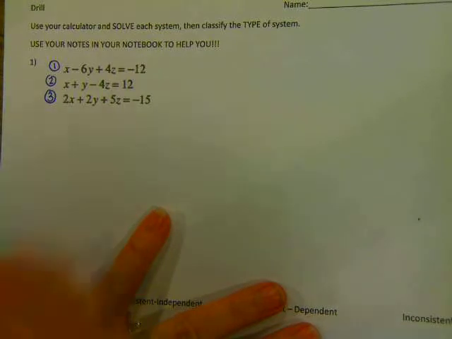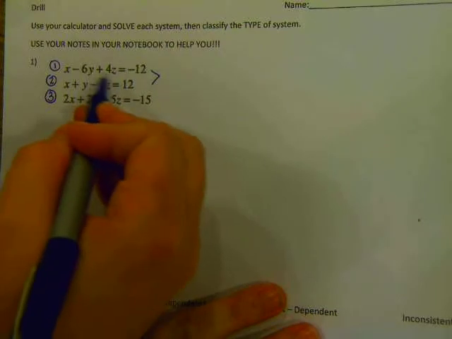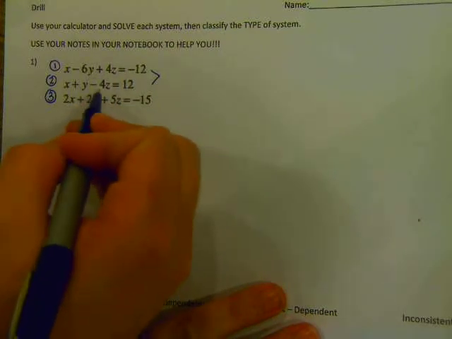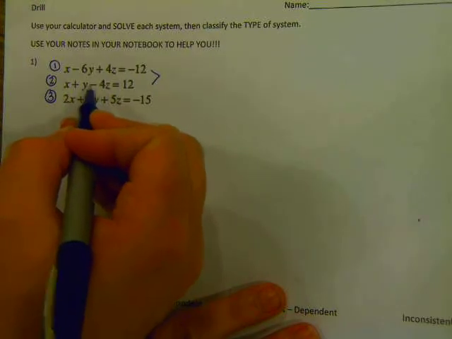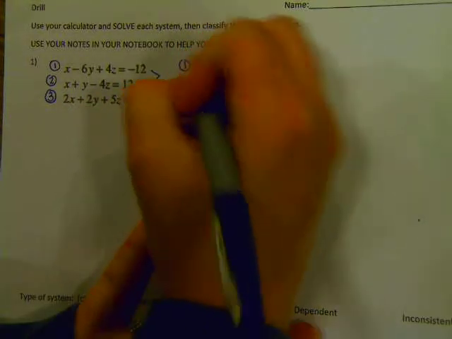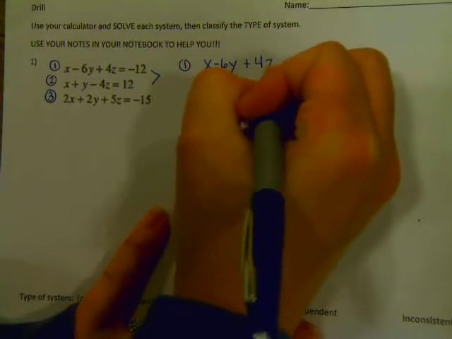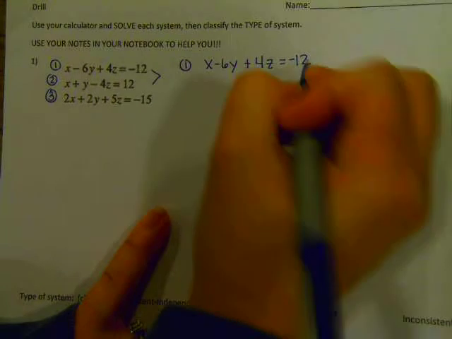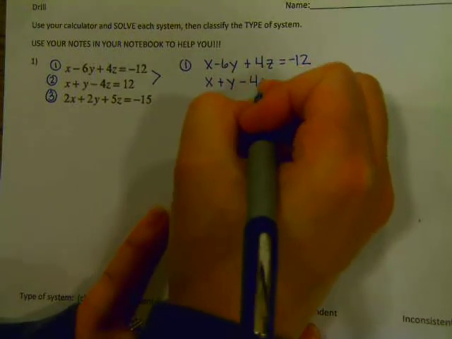So we're going to pair up. I like 1 and 2 first, because you can see the positive 4z and the negative 4z. They're opposites already, so they'll be easy to just add up and eliminate. So I'm going to pair 1, x minus 6y plus 4z equals negative 12, and 2, x plus y minus 4z equals 12.